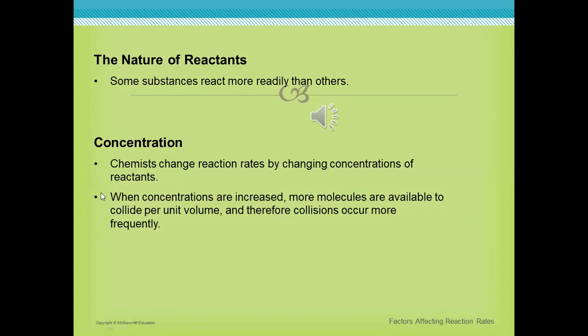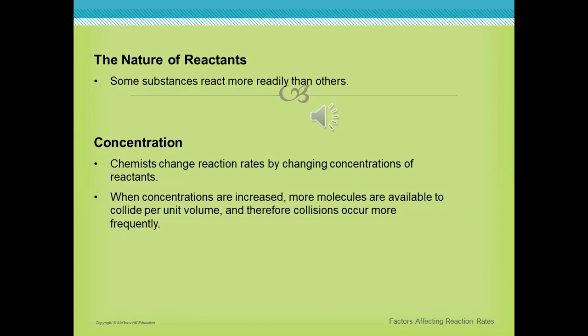Number two, concentration. What is meant by concentration? Chemists change reaction rate by changing the concentration of reactants. When concentration is increased, more molecules are available to collide per unit volume, and therefore collisions occur more frequently.